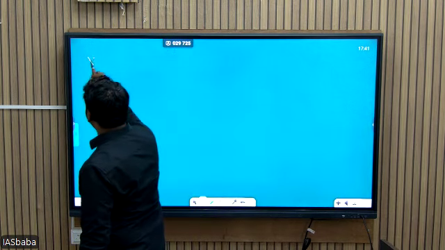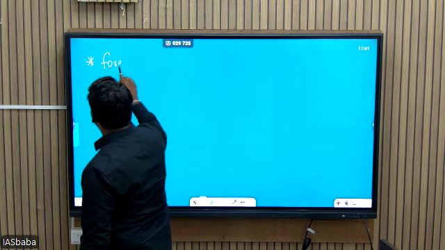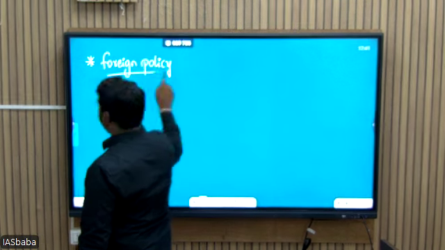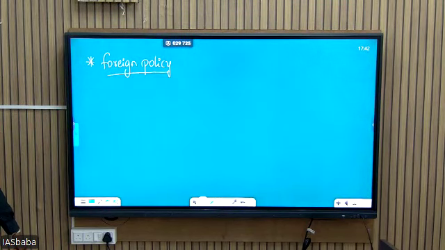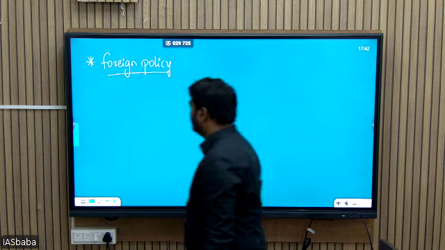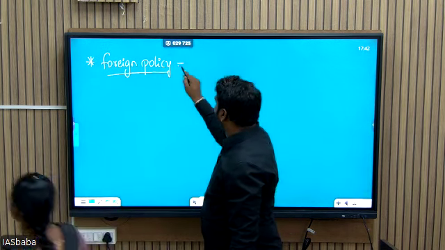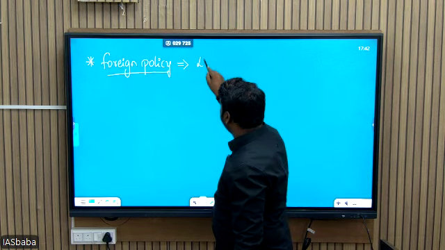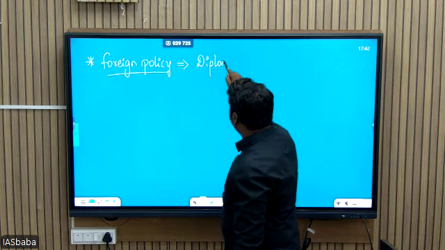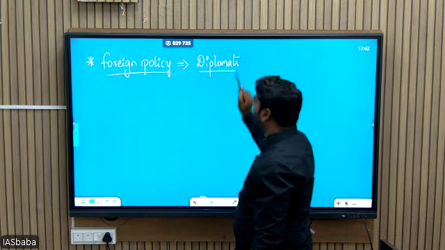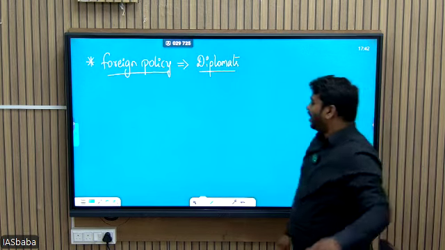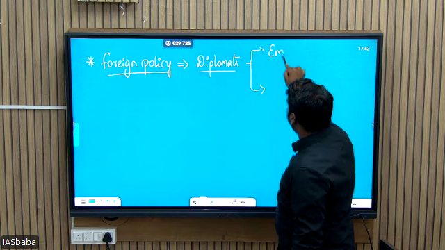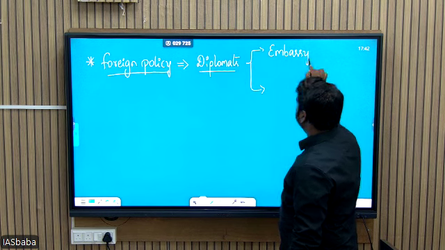Second is about what we call as foreign policy. When we talk about foreign policy, you should understand that the people who go and represent us outside will be called as diplomats. And these diplomats, when they represent, what they represent is in embassy.